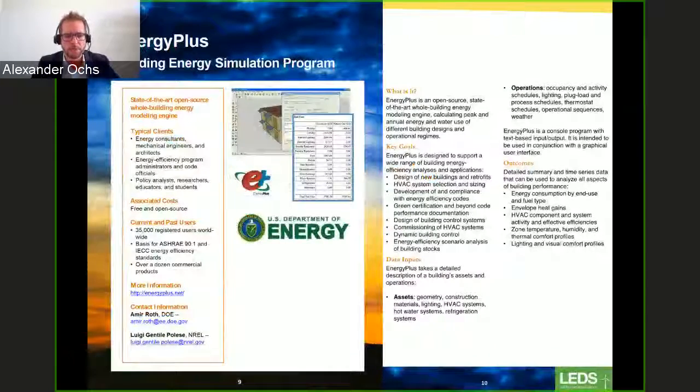So the first tool I'd like to highlight is a tool that's called EnergyPlus. It's a building energy simulation program that is free and open source. It has been developed by the U.S. Department of Energy, and maybe I can use the screen to show how the toolkit entries are structured.